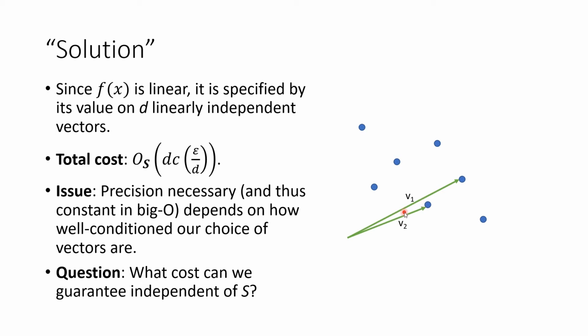And a natural question here is, what cost can we guarantee independent of the set S? Can we still guarantee the same total cost O(d times c(epsilon over d)) with a constant independent of the original set of points S?